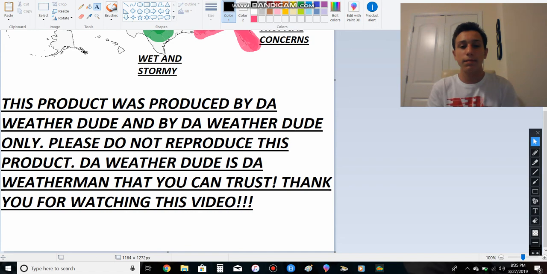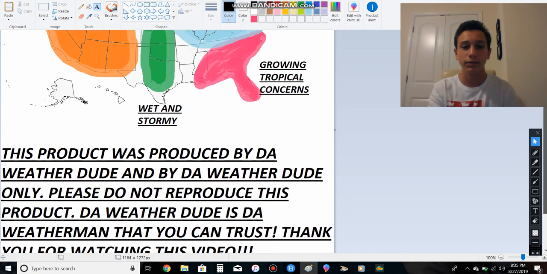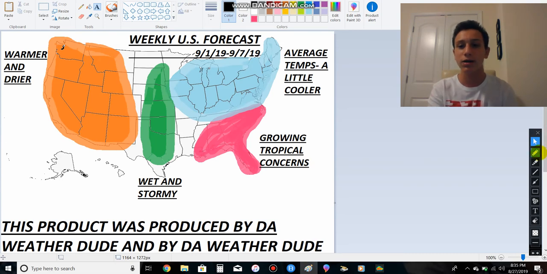Alright, so this is going to be my weekly forecast, again, September 1st through 7th. That's an idea of back to school weather, for some of those lucky kids who get to go back to school a little bit later. Alright, so here we go. So this is the weekly US forecast. I won't be doing it every week, but I'll try to do my best to do as many weeks as I can.